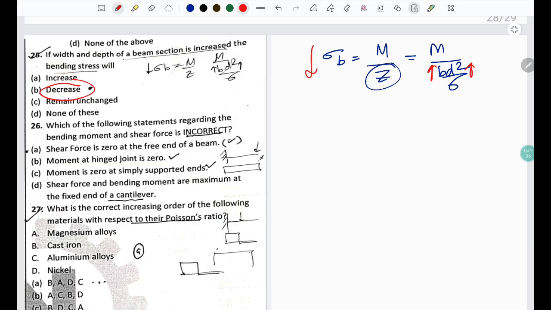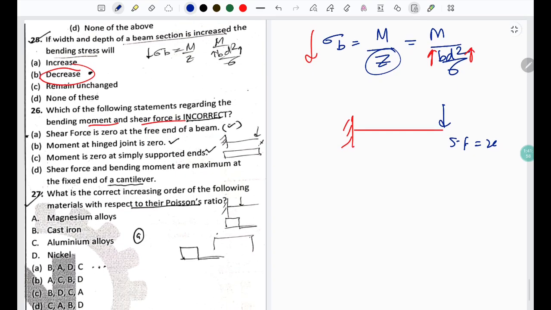Then, which statements regarding the bending moment and shear force are incorrect? First statement says that the shear force is 0 at the free end of a beam. Let us assume that this is your cantilever beam with a free end. Is the shear force always 0? No. Any external load at the end would impact the shear force. So this is a false statement, and this is also the correct answer since they had asked for the incorrect one.